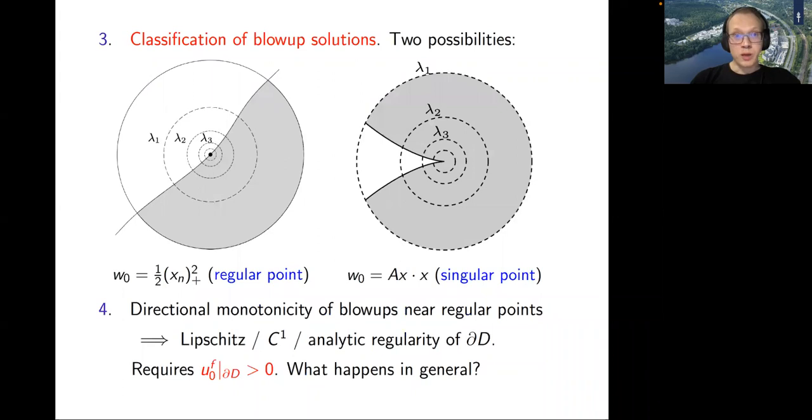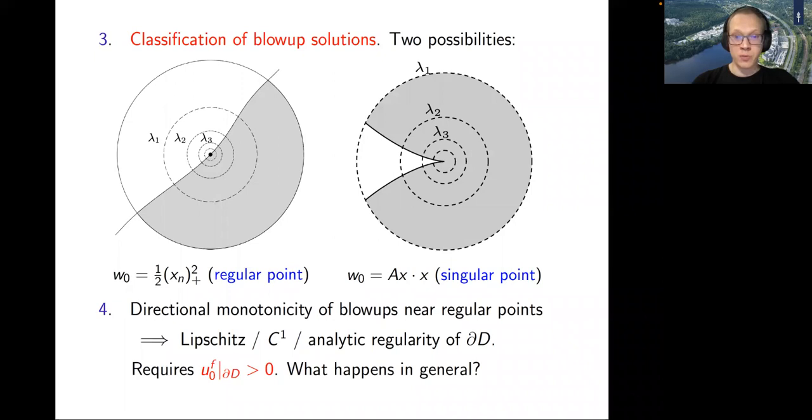The next step would be you want to classify all the possible blow-up solutions. It turns out that in this obstacle problem, and here you are starting to use the fact that the incident wave is non-vanishing, you only have two possibilities. Either the boundary is regular, and the blow-up solution is, after some normalization, 1/2 times (x_n)_+ squared. You call such a boundary point regular. Or you have these inward cusps or some related things where this blow-up solution is a second-order homogeneous polynomial. So this would be a singular point.